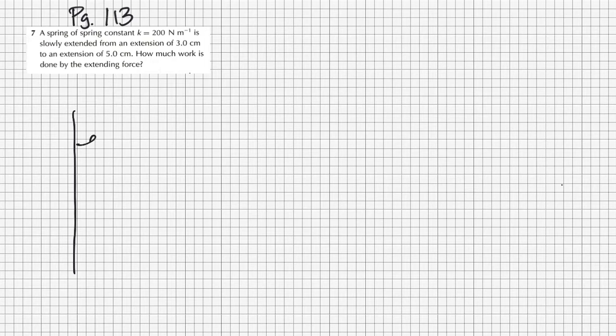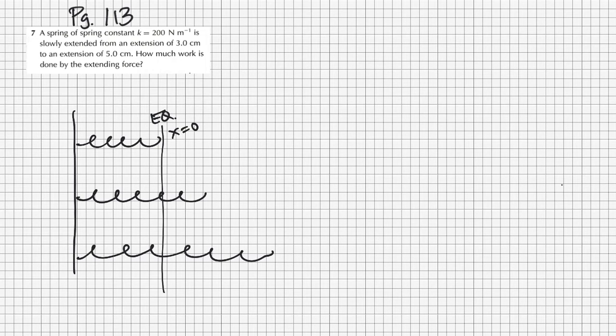What I like to do when I'm talking about springs is, okay, this is our equilibrium position where X is 0. Then we had it extended a little bit further, and I'm going to draw just a vertical line there. Then we had it extended even further. So in this case, X is 0.03 meters. We want to convert everything into meters, not centimeters, and 0.05.